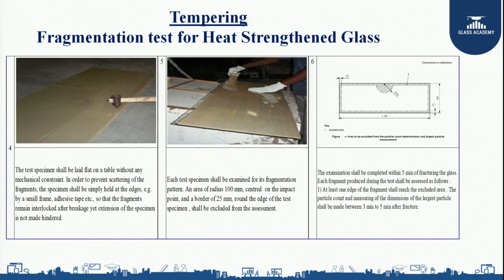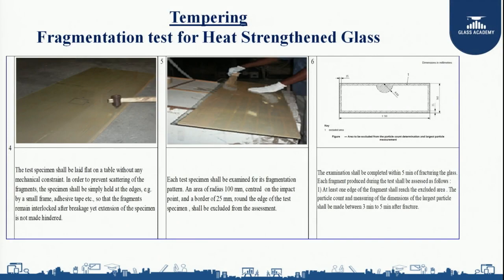Before impacting, I will be ensuring that there is no scattering of the particles. And from the breakage point, I need to leave a 100 mm arc and I need to exclude 25 mm on the periphery of the glass. Here if you see in the 6th figure, the examination shall be completed within 5 minutes of the fracturing of the glass. Each fragment produced during the test specimen shall be assessed as follows.